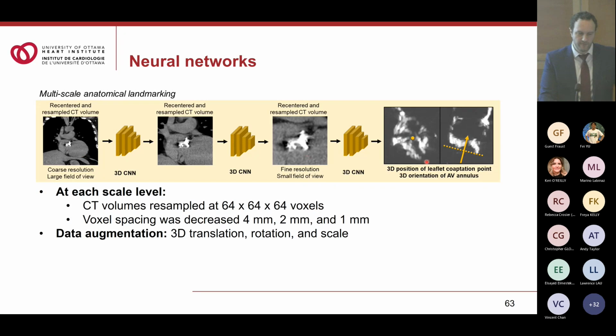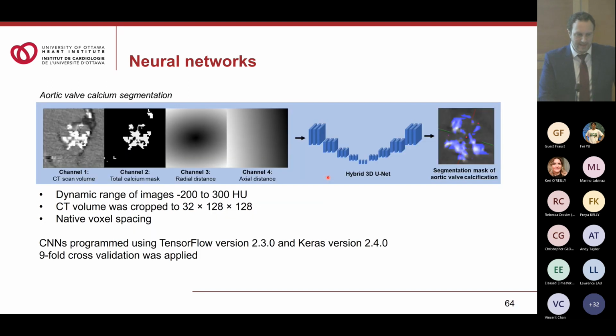So really, we find the valve location within the non-contrast enhanced CT scan in a very similar way than we had done in the previous project. And then we use this data in the second stage of the algorithm. And the second stage is a segmentation stage. So the idea of segmentation is to determine if a pixel is calcium and if it's part of the aortic valve in particular.